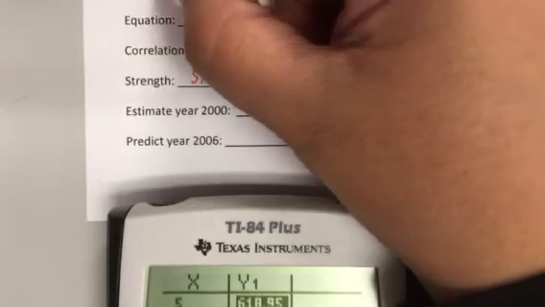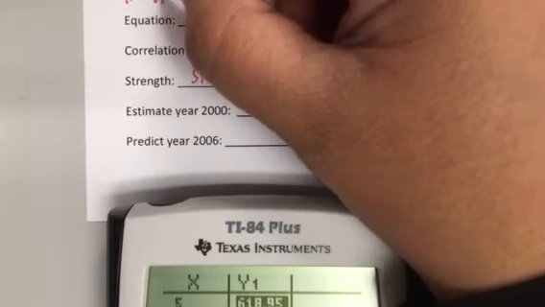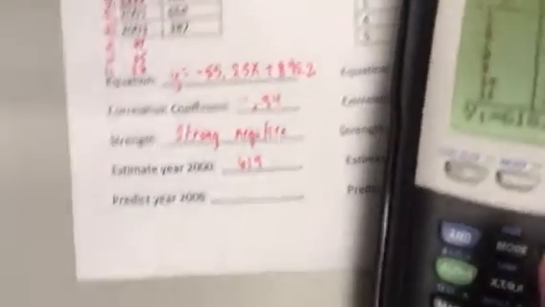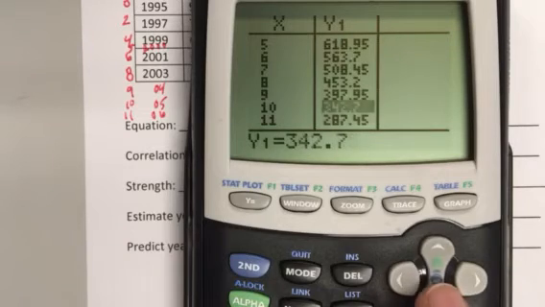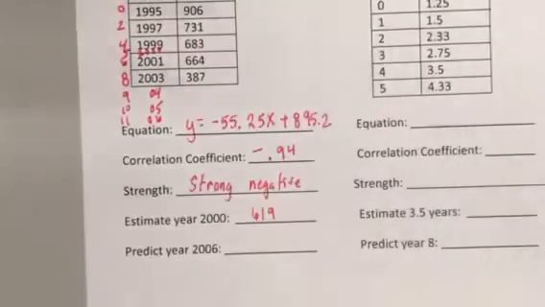All right, so in 2006, 2004 would be year 9, year 10 would be 2005, year 11 would be 2006. So we're looking for year 11. We're rounding to the nearest whole number, so this is 287.